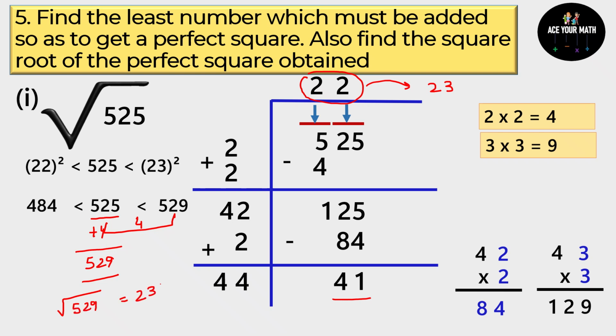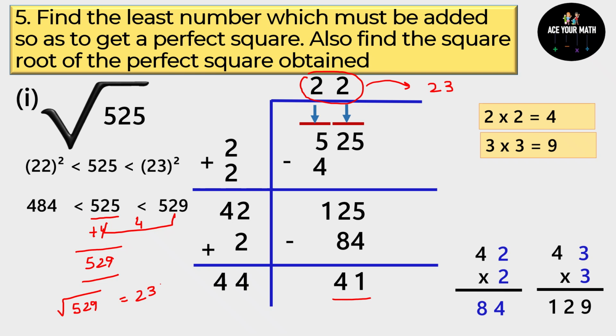So in all questions of this type, you find the square of the next number. Your answer was 22, so you find the square of the next number. Then you find the difference between the square of the next number and the given number, because you want to make that number a perfect square. If you add that difference to the given number, you will get a perfect square.